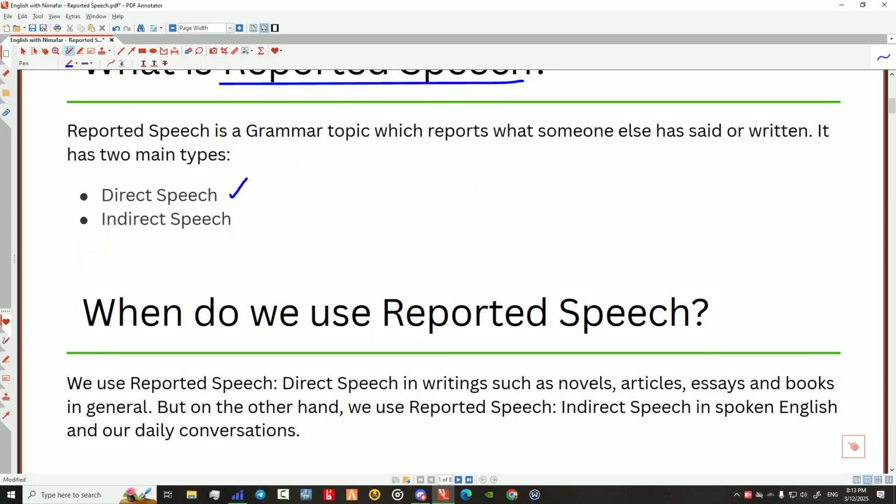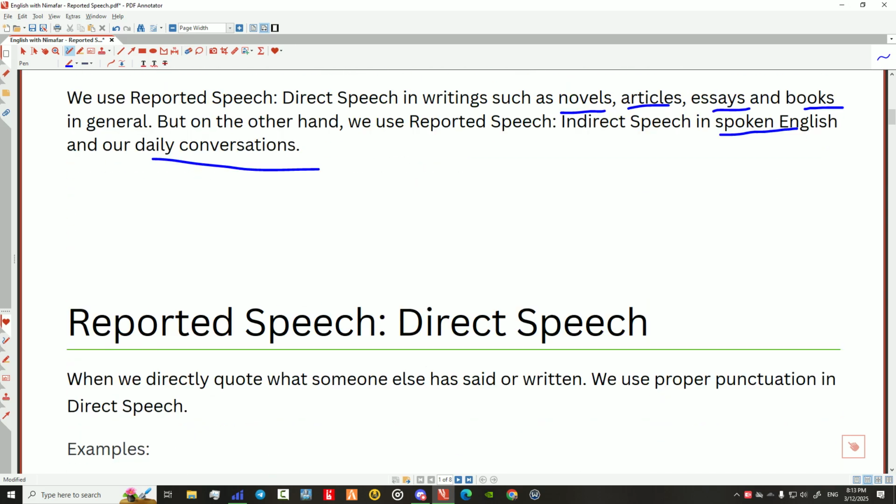Let's talk about it. Direct speech is used in writing, such as novels, articles, essays, and books in general. But on the other hand, we have the indirect one, which is used in spoken English in our daily conversations. Direct speech is pretty obvious. We're not going to talk about it because it's super easy.